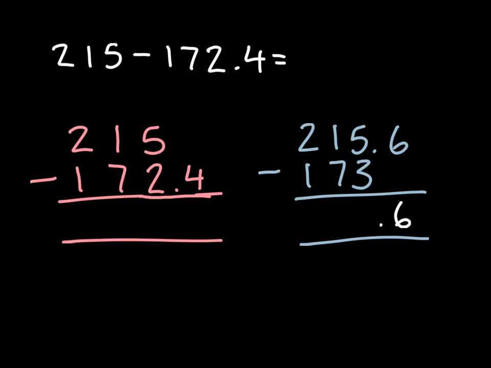5 units take away 3 units is, of course, 2 units. 1 take away 7 in the tens column is minus 6. Doesn't compute with this method, so what we're going to do is exchange some value. So let's exchange some value from this column, and now what we've got is 11 take away 7. We can do that, can't we? It's 4, which leaves us at the end with 1 take away 1, which is, of course, 0, no value. So the answer to 215 take away 172.4 is 42.6.